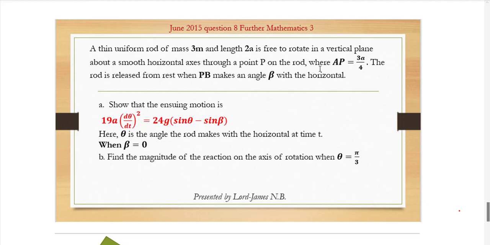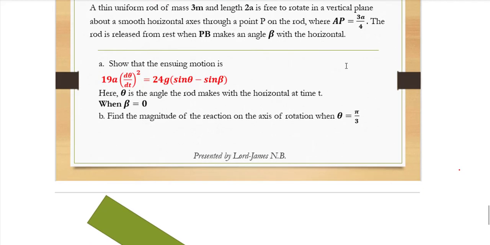beta with the horizontal, so that the ensuing motion is (19/8)(theta dot)^2 = 24g(sin theta minus sin beta)/a, where theta is the angle the rod makes with the horizontal at time t. (b) When beta equals 0, find the magnitude of the reaction on the axis of rotation when theta is equal to pi on 3.